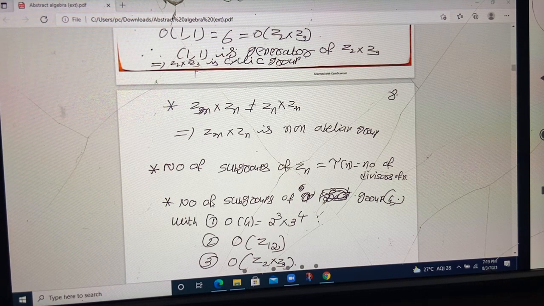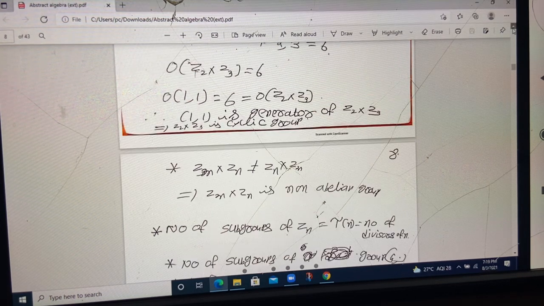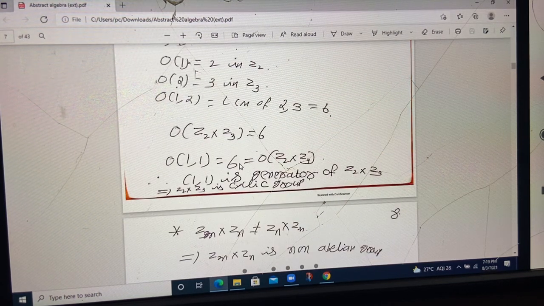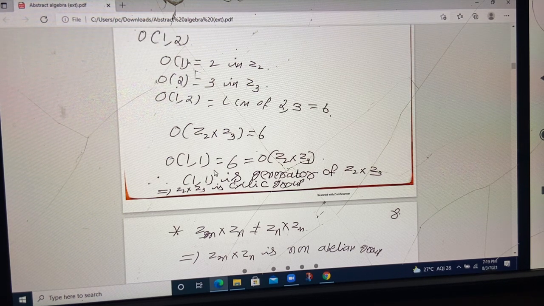Okay, next one. All of you, is it clear? So in general, not cyclic, but cyclic only if there is a generator. How to identify a generator? Don't do all this. Find out the orders of the elements. If there is an element whose order equals the order of the group, then that becomes a generator. If there is at least one generator, it is cyclic. Otherwise, in general, no.